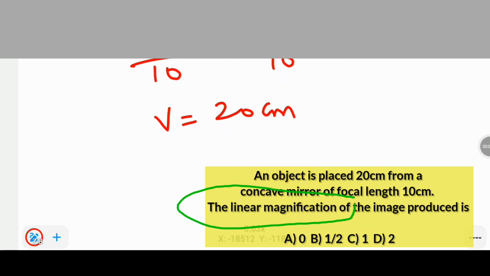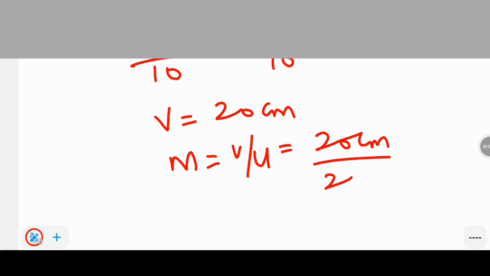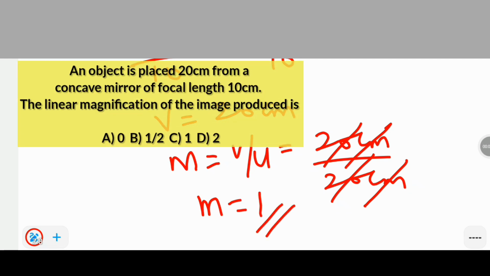So from here, we can easily get the value of M. M is V over U. So from here, V is 20 cm like we've got in our solution. Then our U is also 20 centimeter. So by the time we cancel everything out, you're going to get M is equal to 1. So our answer is M is equal to 1, which is option C.